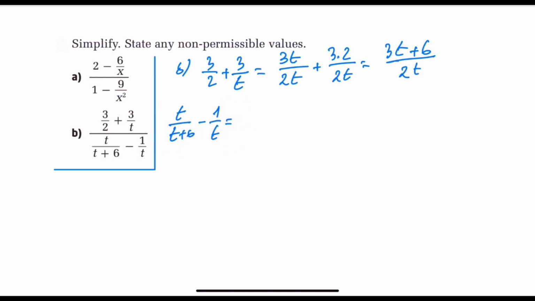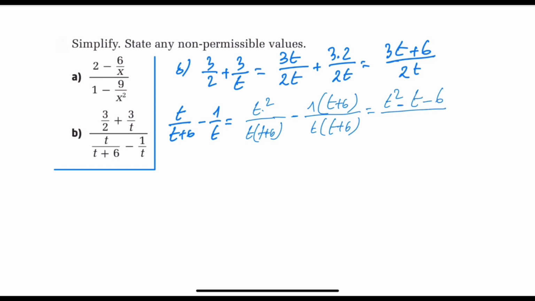So it will give me t squared, t times t, which is t squared, divided by t times t plus 6, minus 1 times t plus 6 divided by t times t plus 6, okay, which is t squared minus t minus 6 divided by t times t plus 6. This minus comes from minus 1 times t, minus 1 times plus 6, which will give us minus here and the minus here.